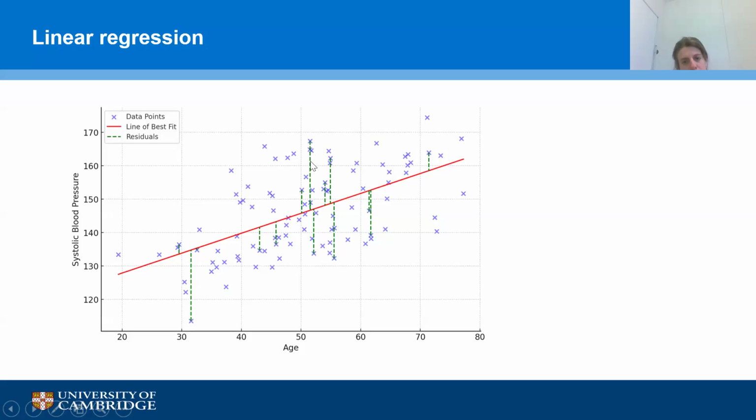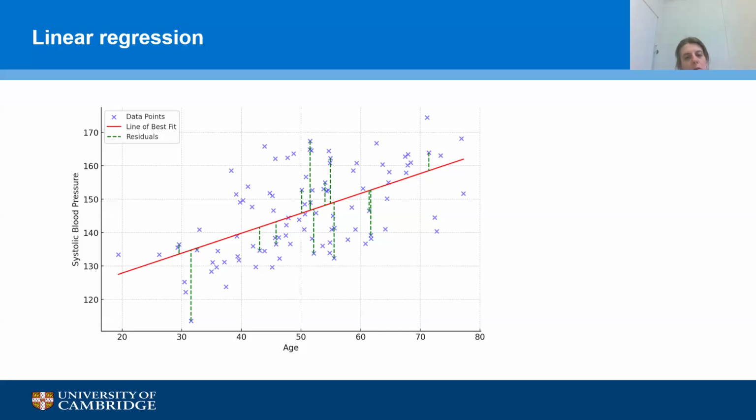When you find the line, it uses a specific algorithm. We try to find the line by minimizing the distance between each of these points and the line. In this case, this gray line is called a residual, so it's the distance of each point to the line. We try to find the line where the sum of all these residuals is the minimum. So we try to minimize the distance between the data points and the line.